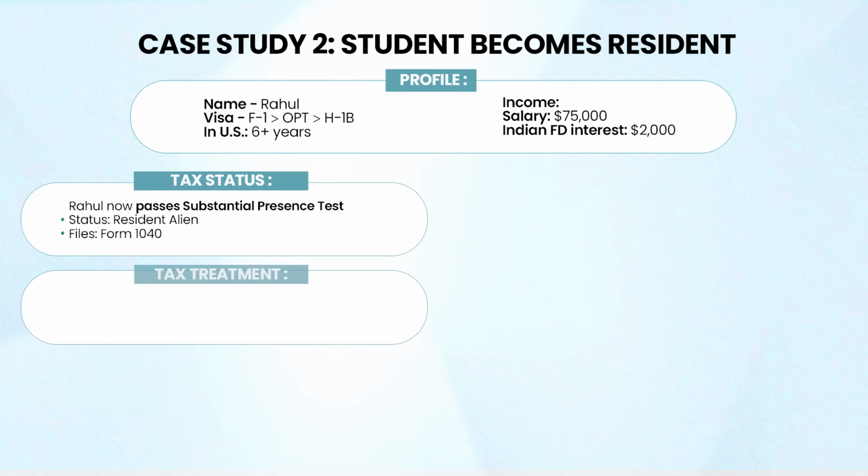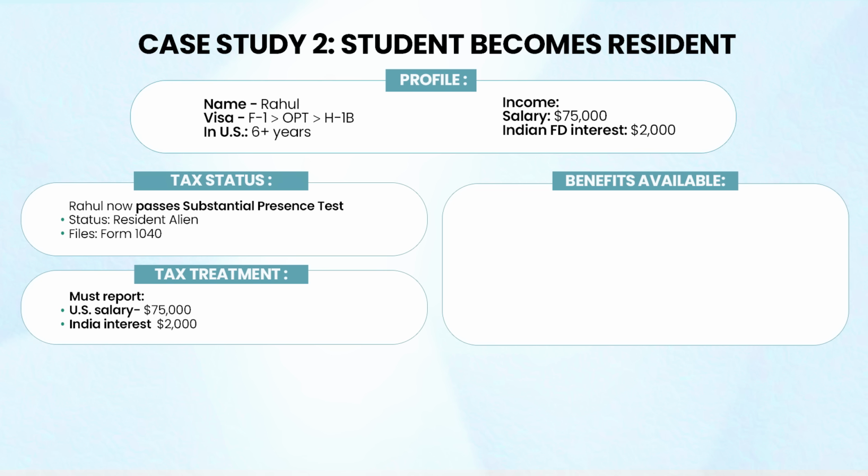Now let's understand how his income is taxed. Since Rahul is now a resident alien, he must report his worldwide income. This means he reports his full US salary of $75,000. He must also report the $2,000 of interest income earned from his fixed deposit in India, so his total reportable income is $77,000.